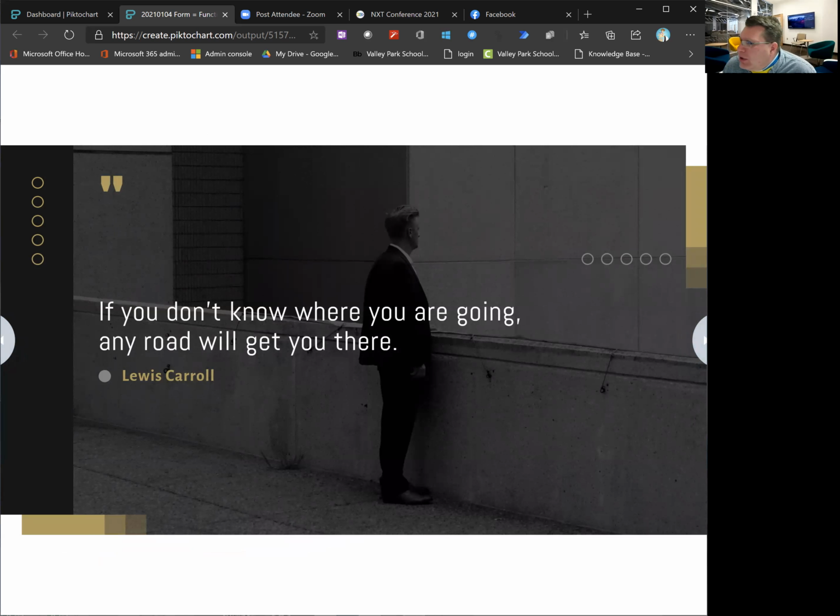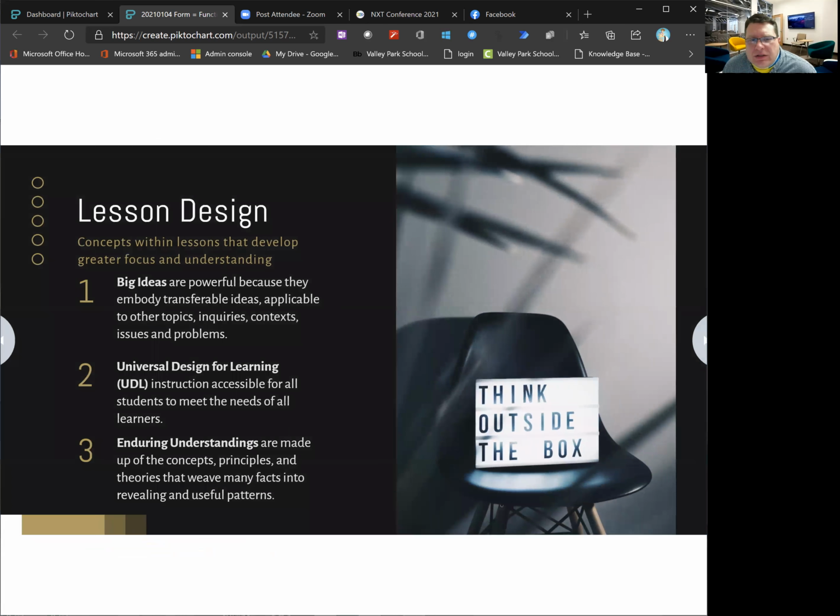And the trick is knowing where you're going, again, having that end in mind, beginning with the end in mind, but also understanding that the form equals the function and the function equals the form. So next is lesson design. When you're designing that lesson, there are a couple of understandings to make sure you're aware of. First one is big ideas, because those are the transferable elements that the students will take with them when they're done.